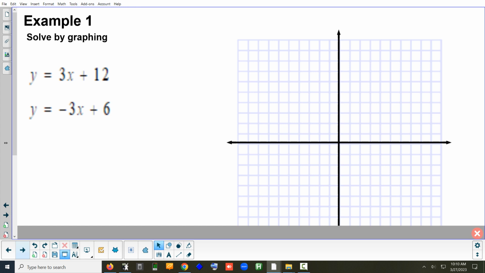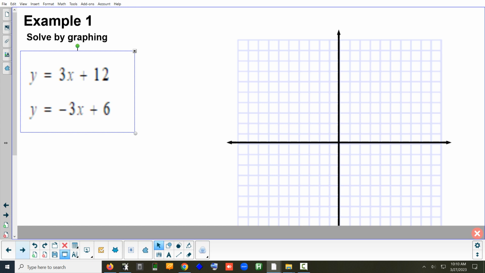Now, when we graph, keep in mind, we're going to draw 2 lines, and then we're looking for where they what? Yeah, where they intersect. Okay. So here's our 2 equations. Let's start with the top one. When you want to graph something, what number do you focus on first? The slope or the y-intercept? Yep, the y-intercept. And where's my y-intercept here?